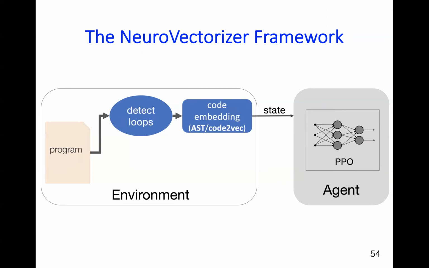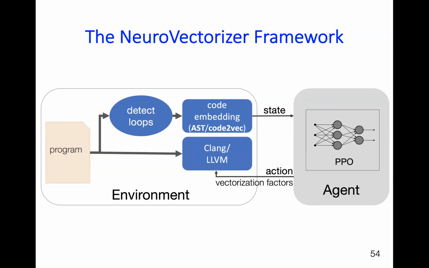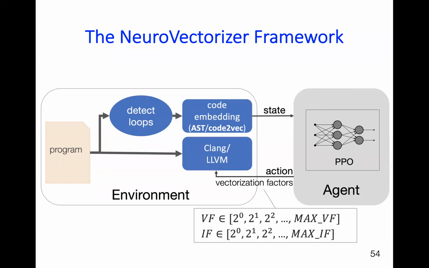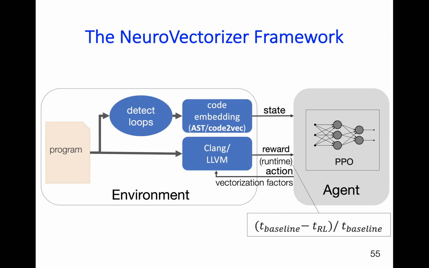For our agent, we use PPO, which we found to be the best performing among all the other policy gradient-based methods. And then, our actions were the vectorization factors. You can determine here also other factors like unrolling or interleaving and things like that. You can look here, for example, VF and IF are generally 2 to the power of something, up to what the hardware supports. And our reward was basically the improvement in performance over the baseline.